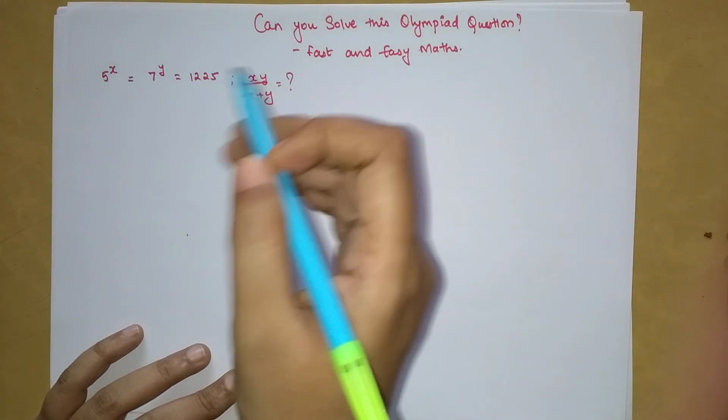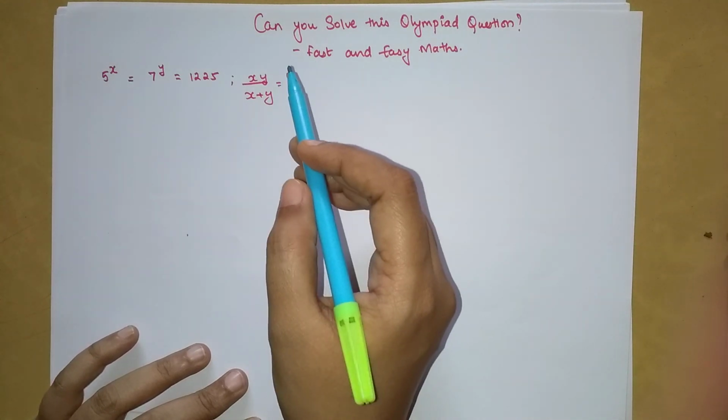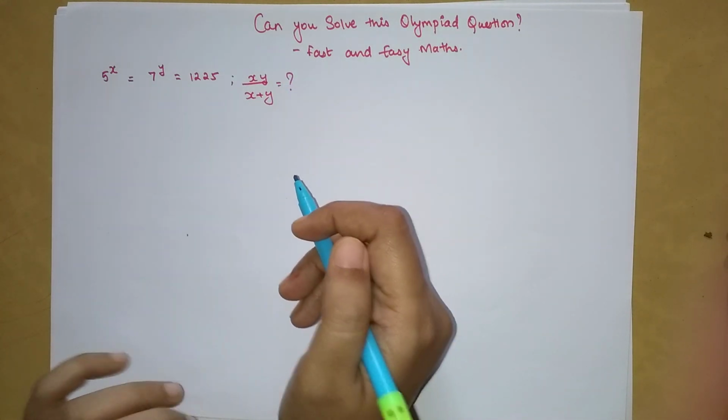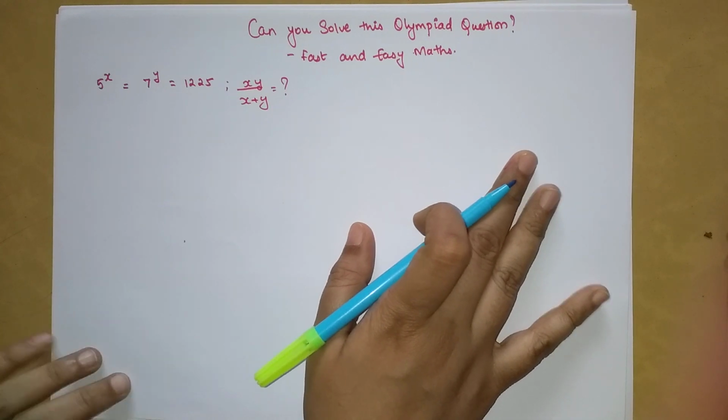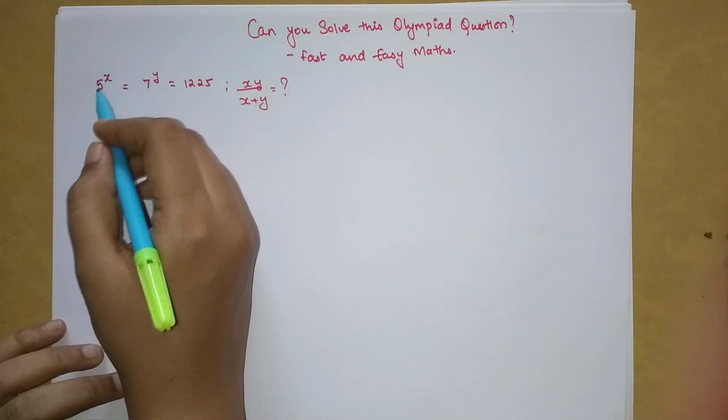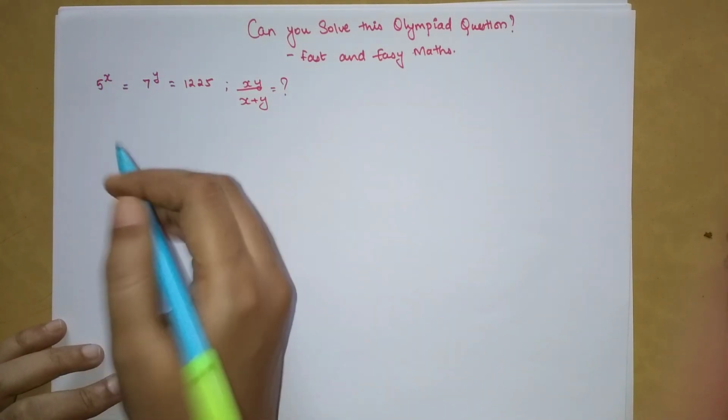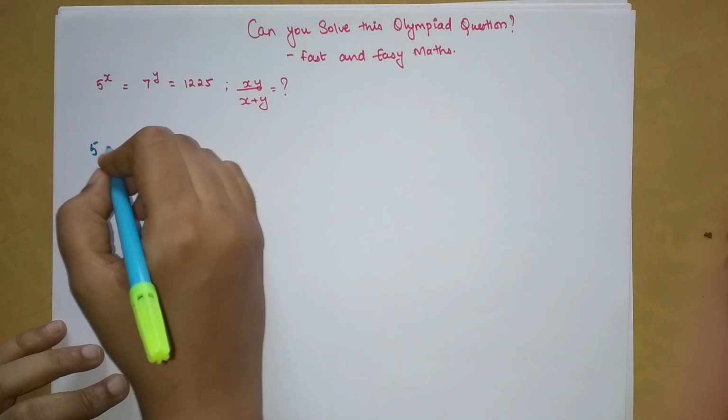Okay. So here now the question is 5 raised to x is equal to 7 raised to y is equal to 1225, and we have to find what is xy upon x plus y. So whenever we have something like this, let's try to remove this index and this index, okay? Because then things might get simpler.